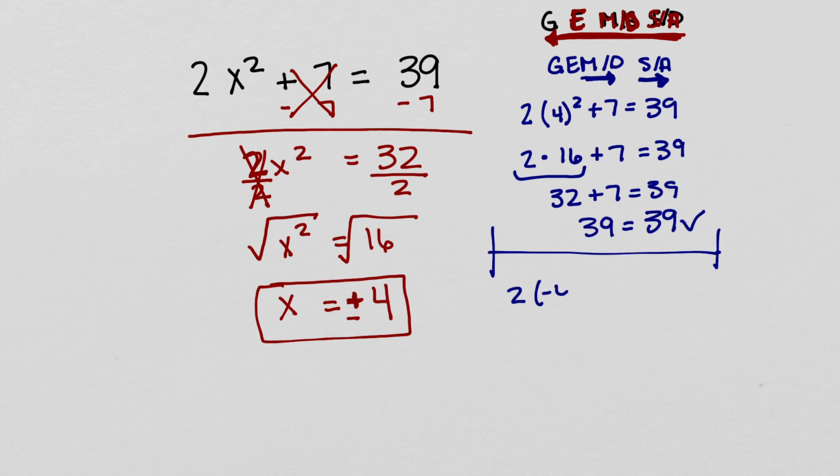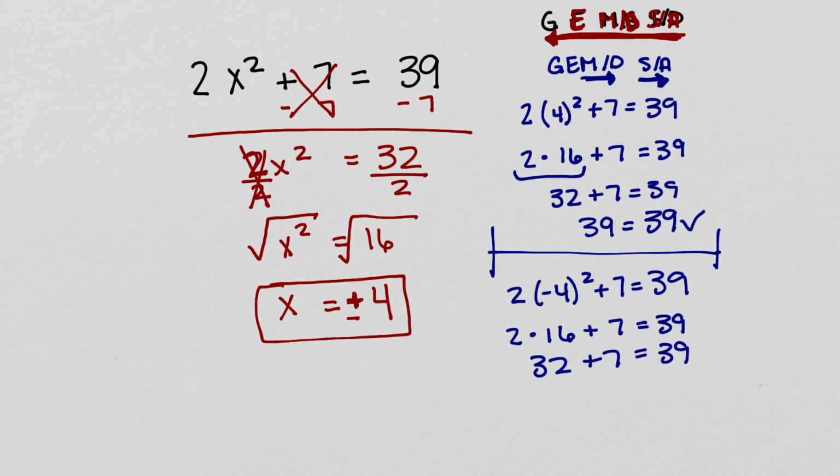Now let's see if it is true for negative 4 as well. So 2 times negative 4 squared plus 7 equals 39. We're going to do that same order. There are no groupings, then exponents. Negative 4 times negative 4 is positive 16. So again, I have 2 times 16 plus 7 equals 39. And as we've already seen, we can go through those steps and find that that indeed gives us a true statement. So we can see here that it's no different when we have an exponent. We just have to do it at the right time and remember to use the correct root.